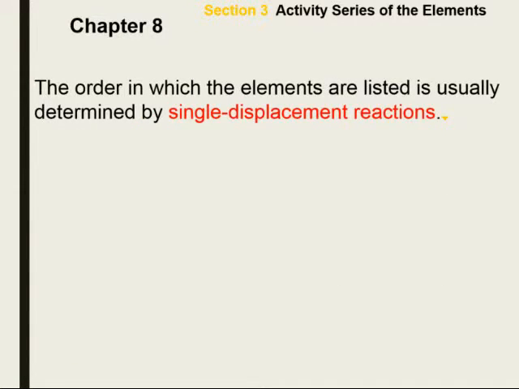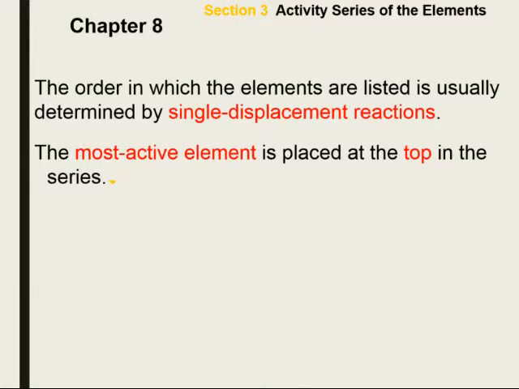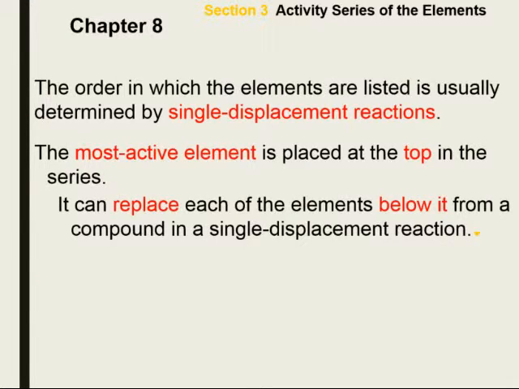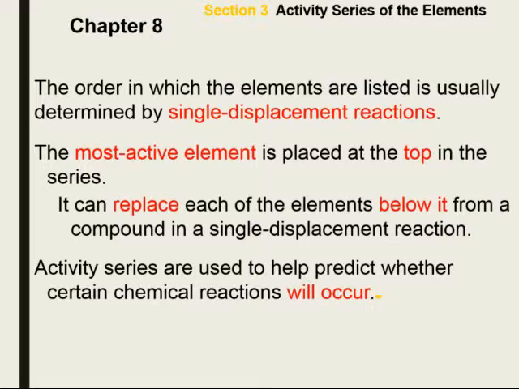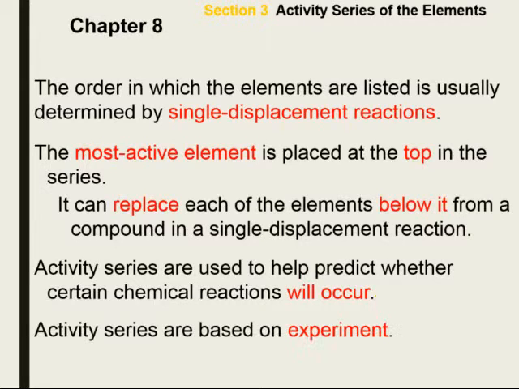The order in which elements are listed is usually determined by single displacement reactions. And the most active element in the activity series is placed at the top of the series. And so when an element is at the top of the list, it can replace each of the elements below it from a compound in a single displacement reaction. Activity series can be used to help predict whether chemical reactions will occur.